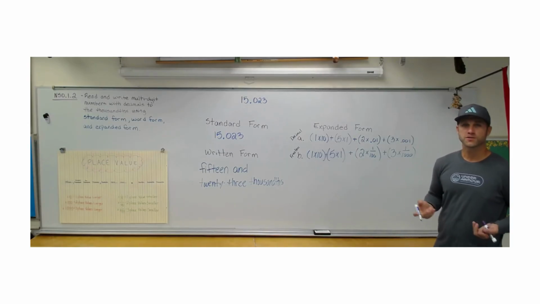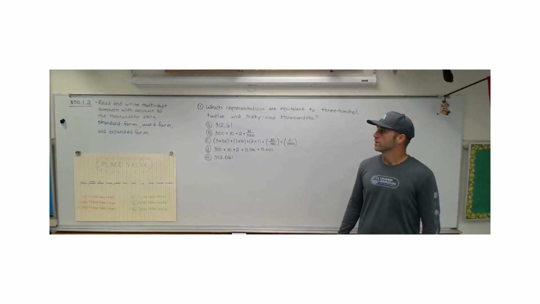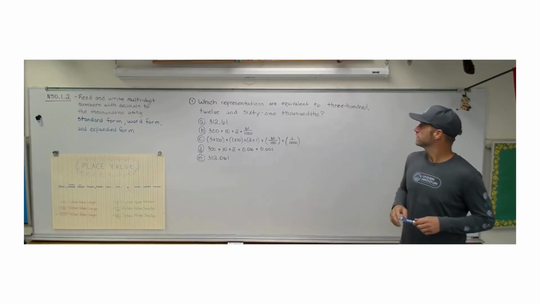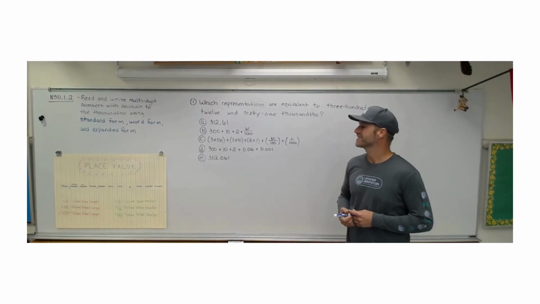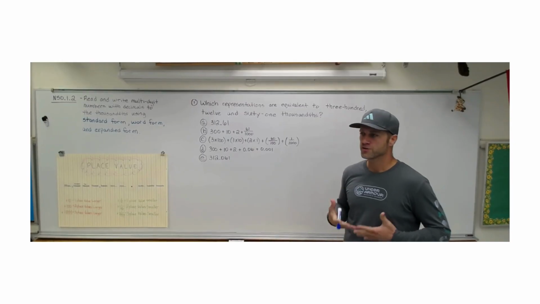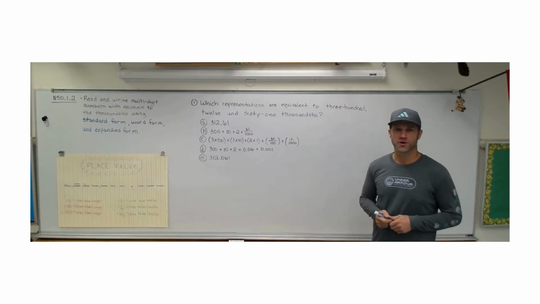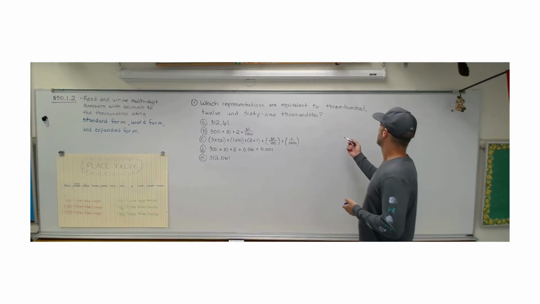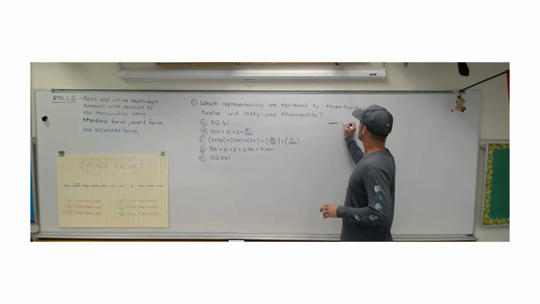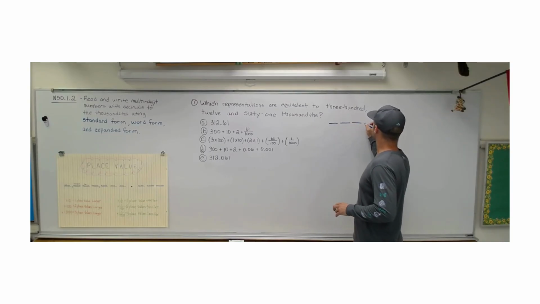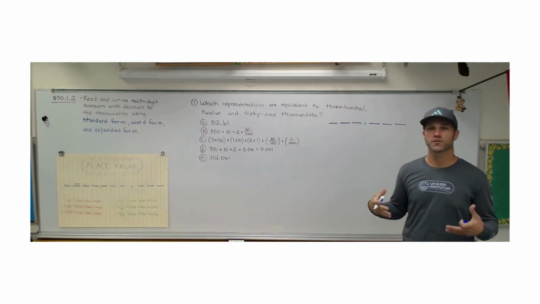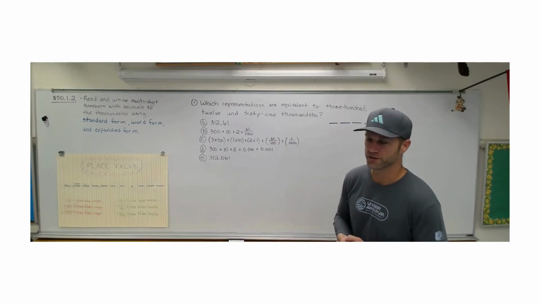Now, let's go into some sample questions. So, our first question here, which representations are equivalent to 312 and 61 thousandths? So a strategy I use to solve this question is to make my own place value chart. So what I mean by that is I stay organized and I write little blanks here to represent my place values. It helps me keep organized as I'm solving the problem.